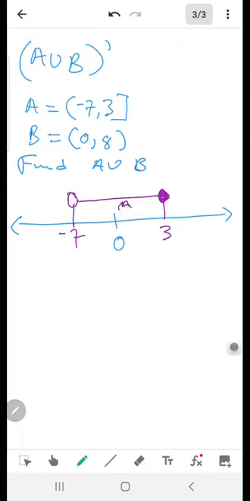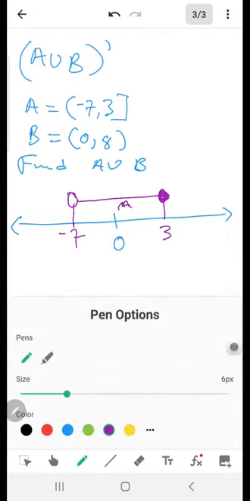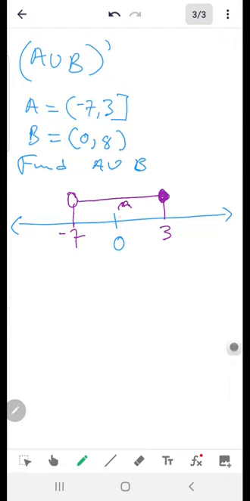Let's look at set B. Set B is just a set which is starting from 0. Is 0 part of the answer? No, it's not. And then it goes up to 8. Is 8 part of the answer? The answer is no. So this is set B. We have set A on this side in purple and set B in green.